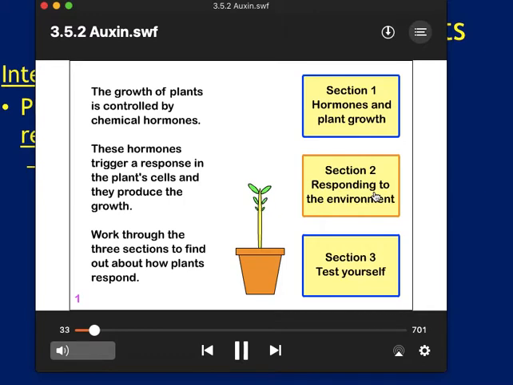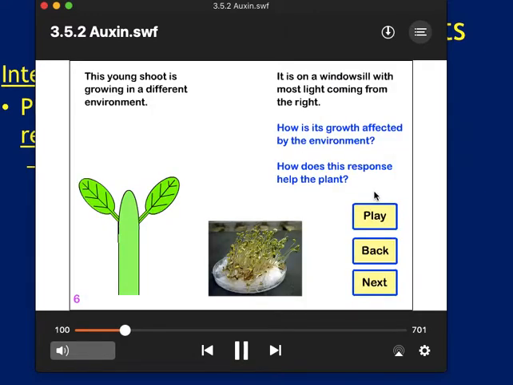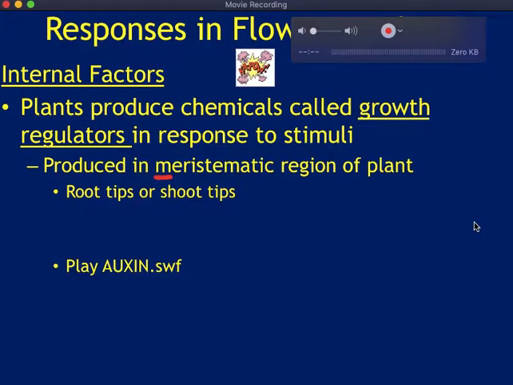Now we'll talk a little bit about this. We will keep this one for further on.